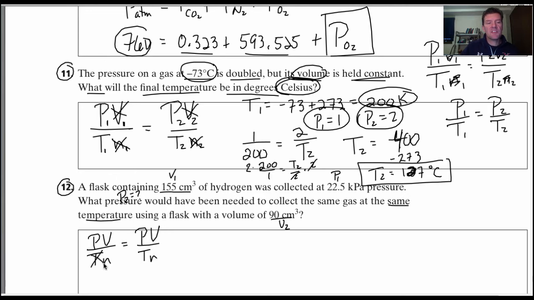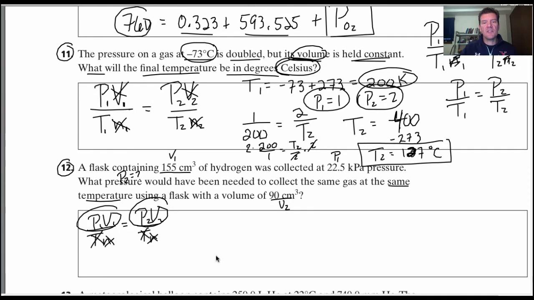The temperature is not changing. The number of particles is not changing. So this is just showing the relationship between pressure and volume. It's just P1V1 equals P2V2, and I plug in what I know and solve for what I don't.